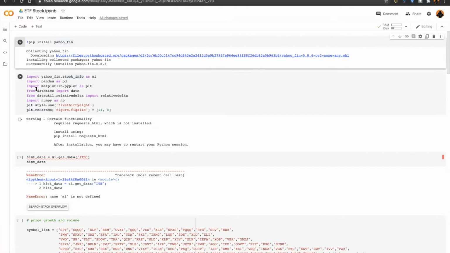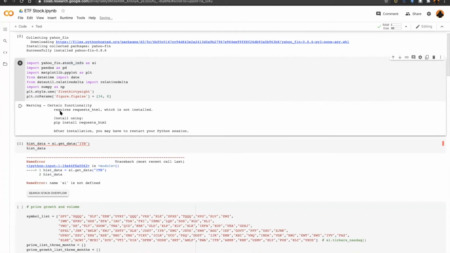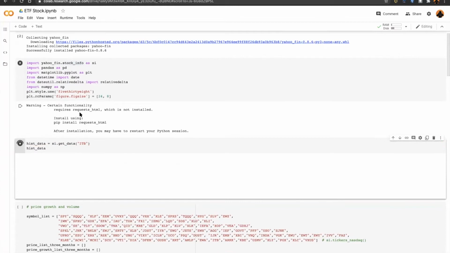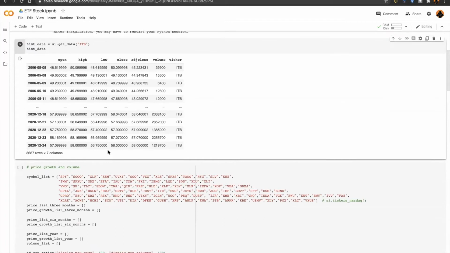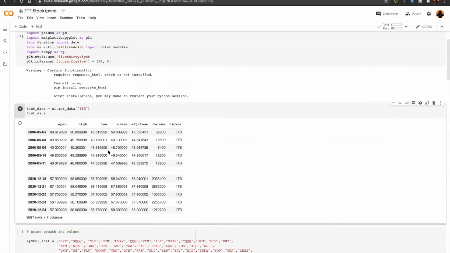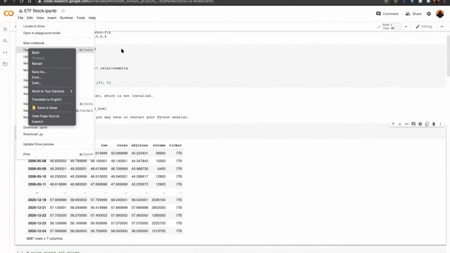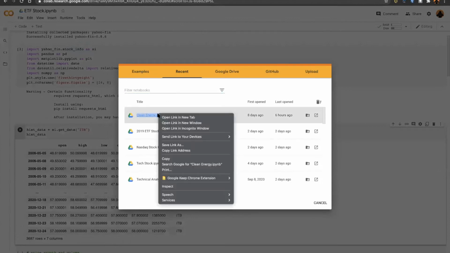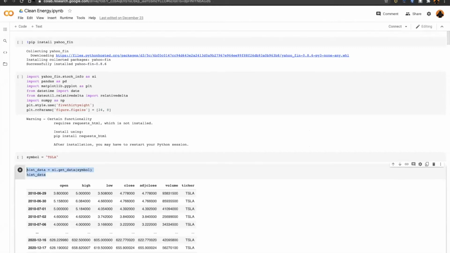Okay, so I will run this Yahoo thing. Then eventually I will run all the Pandas stuff, which is a library. Then eventually go into this history. So how I can show the graph is I can grab the history. Okay, let me open another one, clean energy. Okay, sorry. Yeah, history data.